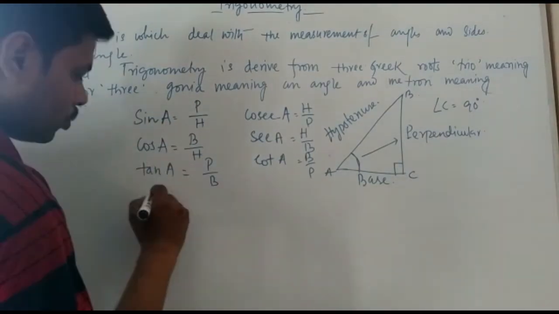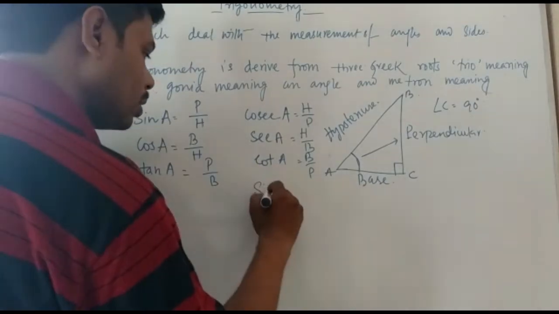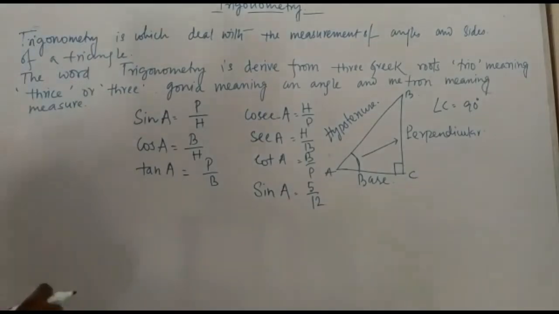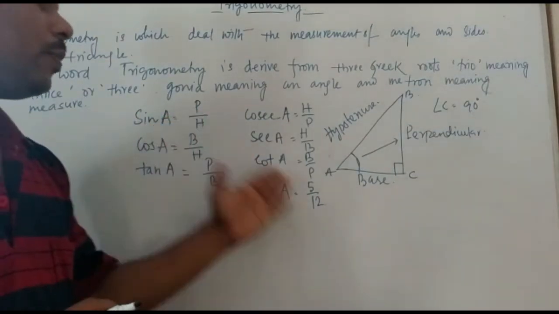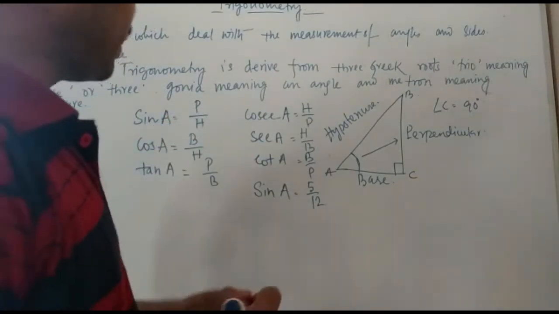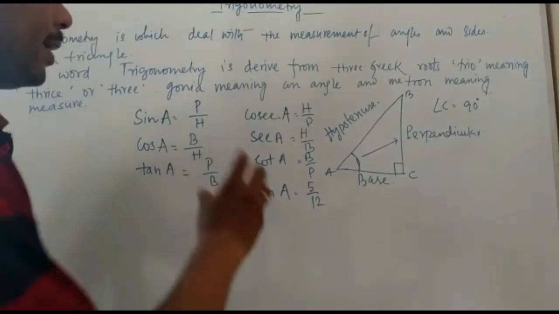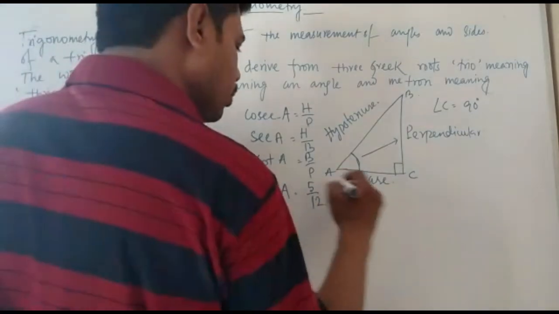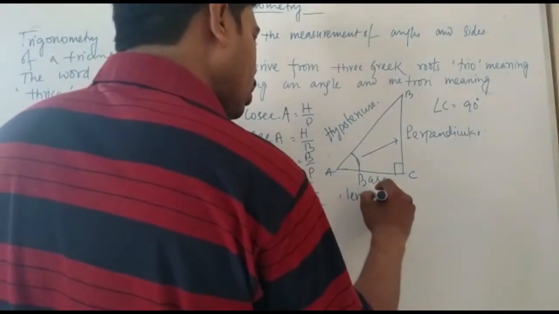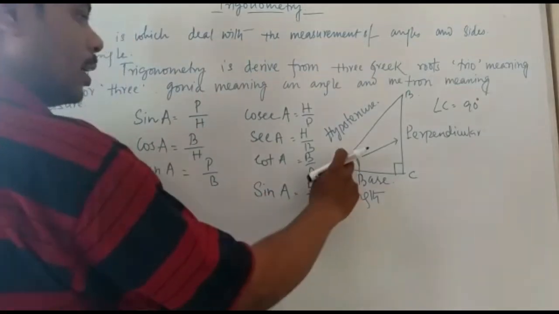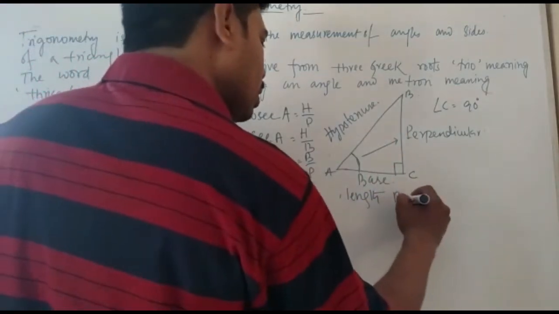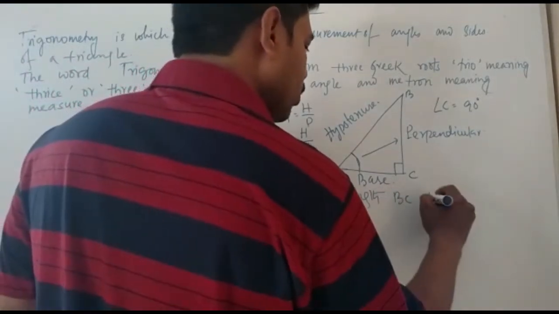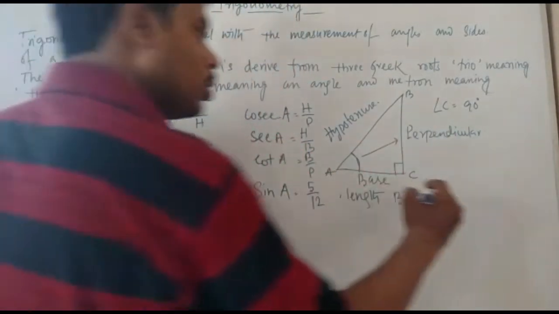Suppose sin A is equal to 5 by 12. It does not mean that the exact value of the perpendicular is 5 and the exact value of the hypotenuse is 12. It is a ratio. So first we consider the exact length. According to angle A, what is the perpendicular? BC is the perpendicular. So we consider the length of BC to be 5x. We consider this and always put a unit.